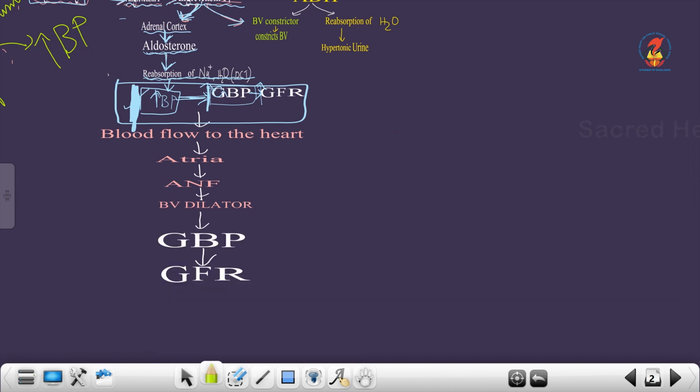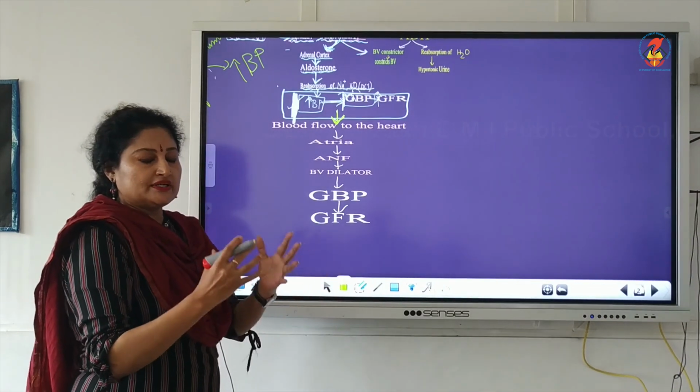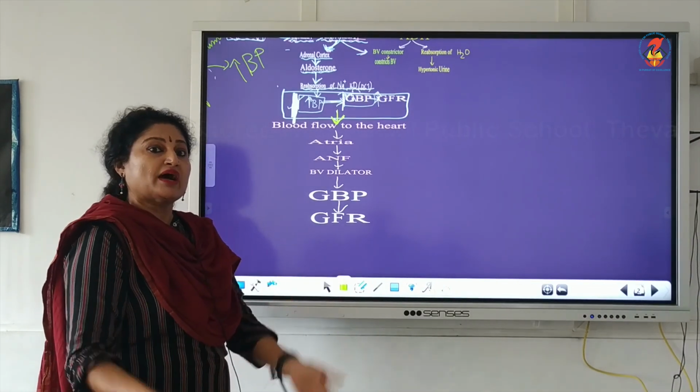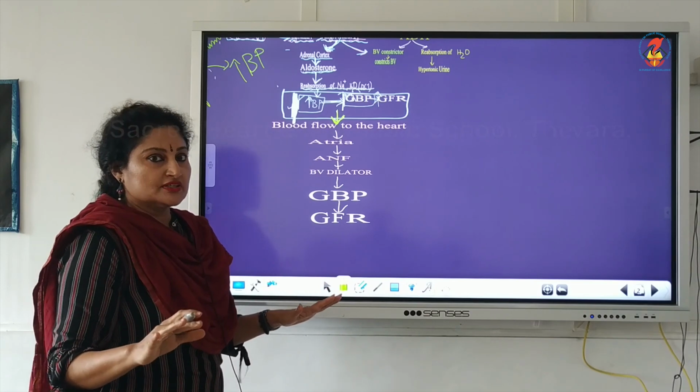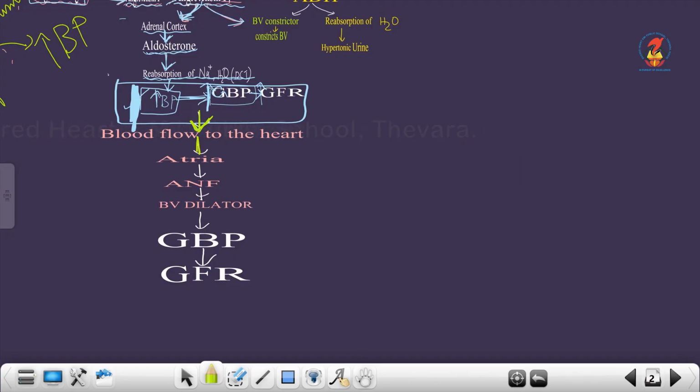Now when the blood pressure has increased, lots of blood flows to our heart. The situation of low BP has been rectified, now it became high BP. It cannot continue further, so lots of blood goes to our heart. Now what happened? We know the atria, that is the upper chambers, are stimulated and release the ANF.